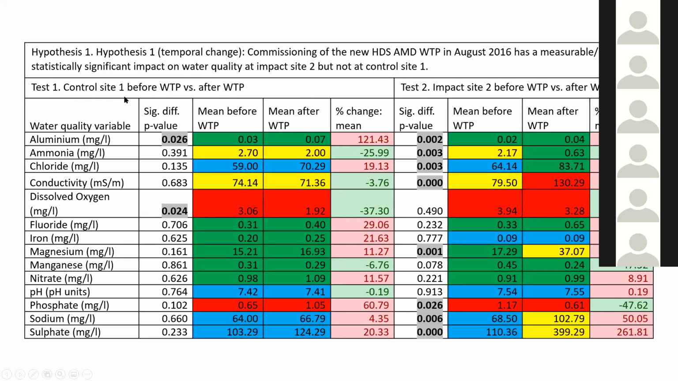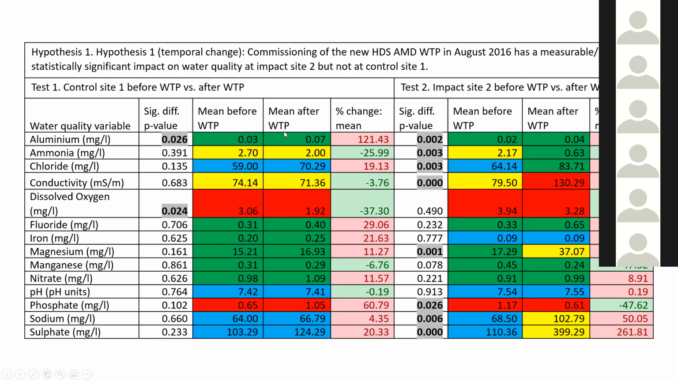So we find that the differences in means between before the water treatment plant, so that's a 3-year period before, and the 3-year period after the water treatment plant. And so what we see, the only parameters that are different are aluminium and dissolved oxygen, where aluminium remained acceptable, although increasing by 121%.